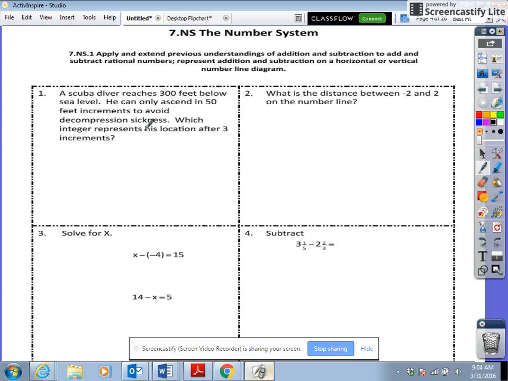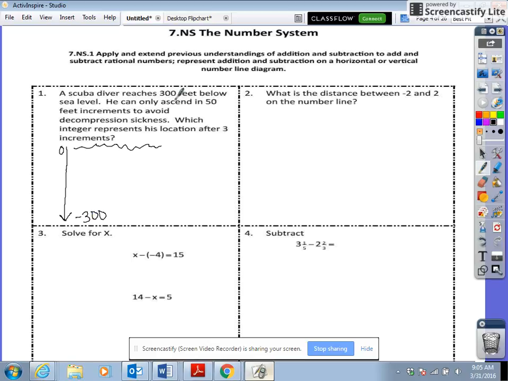Well, we need to first realize that it says integer, which is another word for number. This is just a number line question. Another thing we need to talk about in this question is the words below sea level and ascend. When we go below sea level, we draw our line going down, okay? So our scuba diver is way down underneath the level of the water, where the level of the water is 0. And when we go down 300 feet, that number down here is negative 300. He is negative 300 feet below sea level.